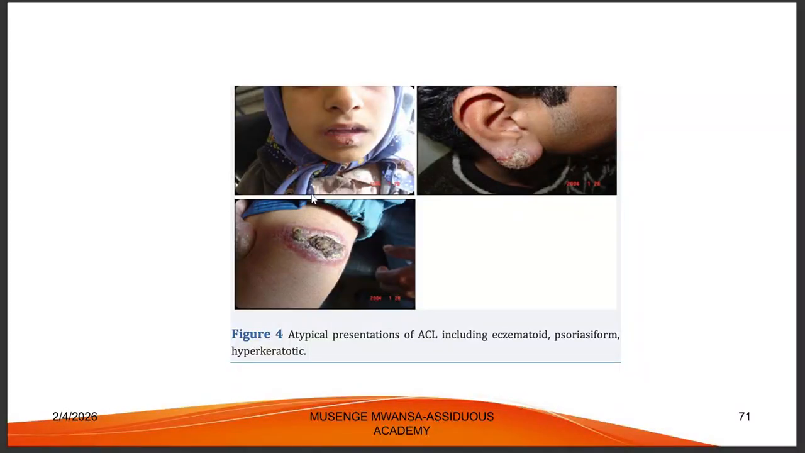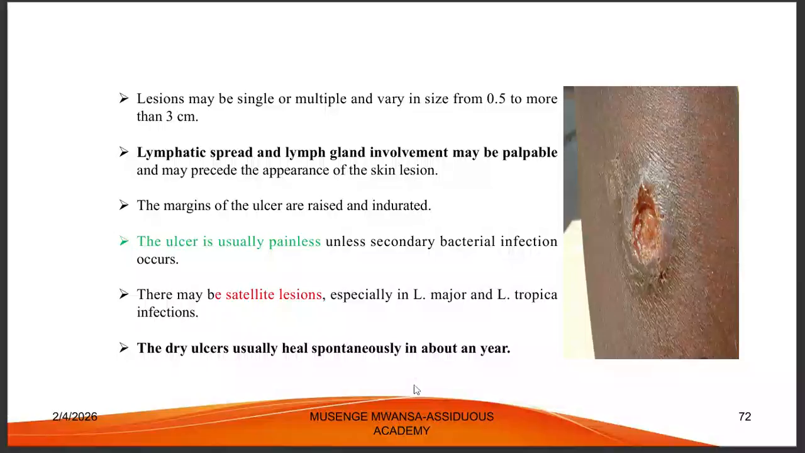And you can see here the scars, I mean the wounds that have been formed because of Leishmania. The lesions may be a single lesion or you can have multiple lesions, and the spread of this infection can actually happen in the lymph nodes.